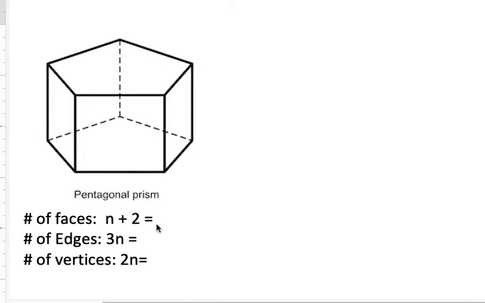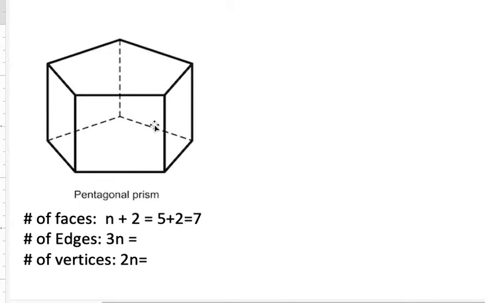So there's actually a formula that goes with it. It's n plus 2. N is the number of sides the original shape had. The original shape had 5. 5 plus 2. The 2 is the top and the bottom. So you get 7 there, because 5 plus 2 equals 7. Okay. How about the number of edges?